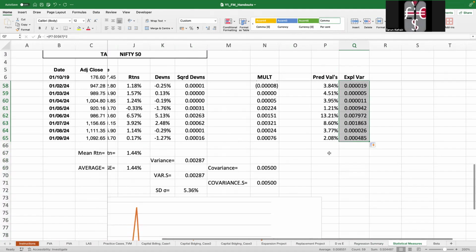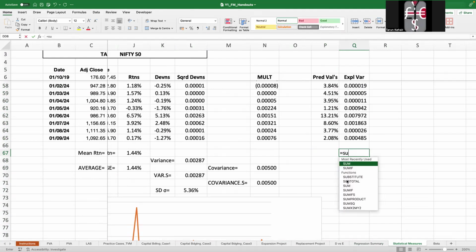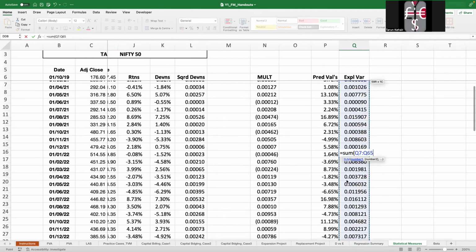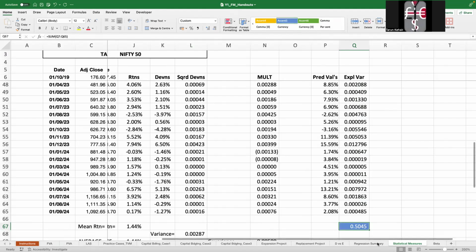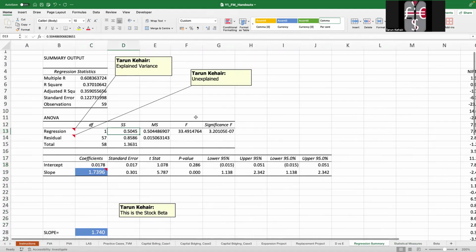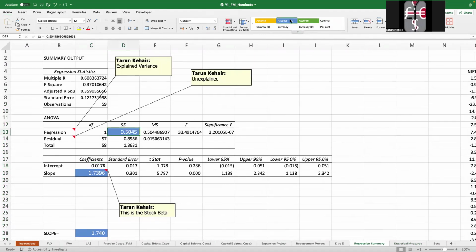Now please pay attention. यहाँ पे अगर मैं इसका सम लेता हूं I should get my explained variance. कितना आता है explained variance? देखो 0.5045. This is what I did. Predicted minus mean square for all observations. क्या वैल्यू आई यहाँ पे? 0.5045. Now let's go to the regression summary. This is your ANOVA table. What is the value you are seeing here? 0.504. वही वैल्यू.